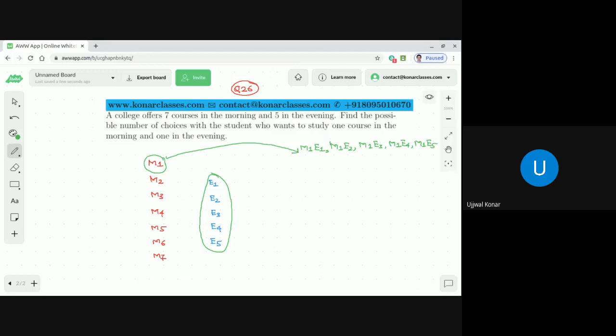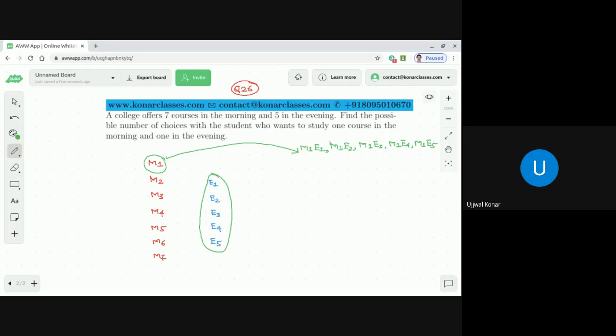The meaning of 12C1 is that there are 12 distinct objects, and I am taking only one. Does it replicate the problem? No. If the question is that there are 5 courses in the morning and 5 in the evening, and you are allowed to choose only one course, in how many ways can you do it, then your answer is correct. Okay, I got it. Yes, sir, I got it.